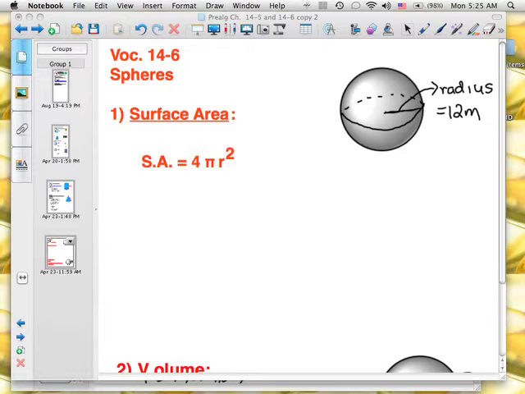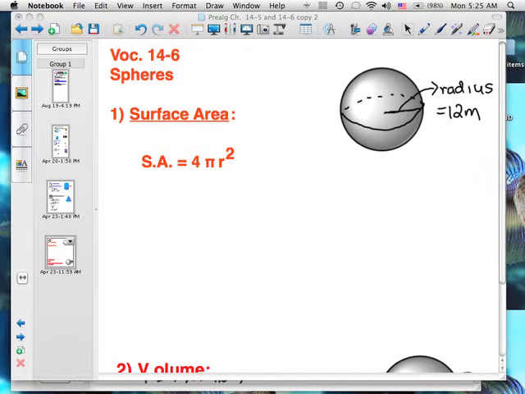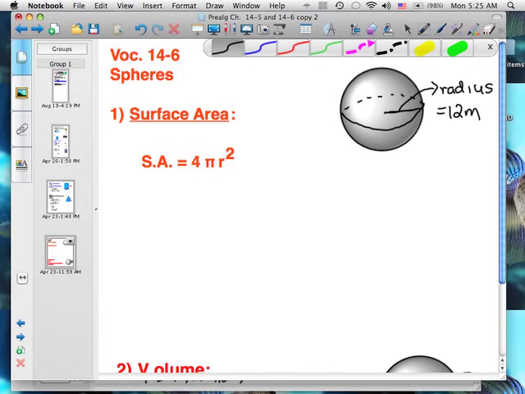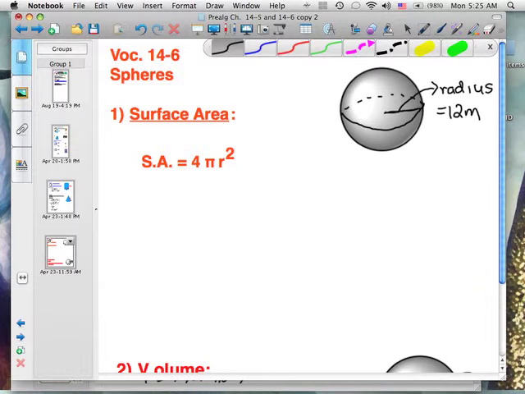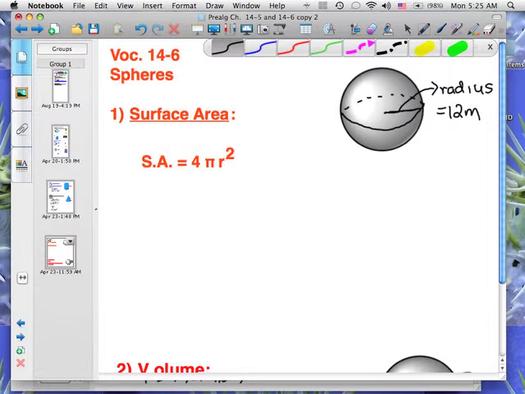So here we have a ball. If we actually take the outside surface of a ball apart, we end up with 4 circles. And your book shows a diagram of that. So surface area, the outside space of this ball or sphere, is 4 pi r squared.